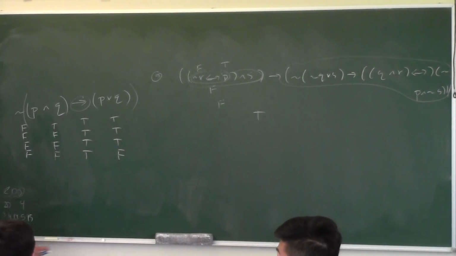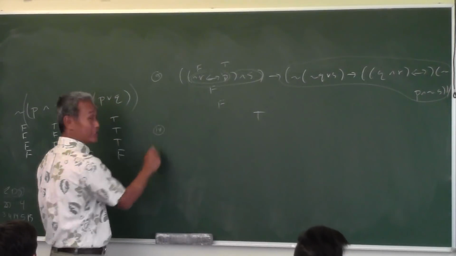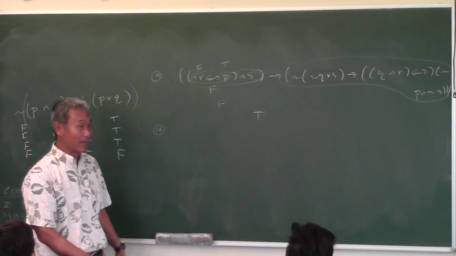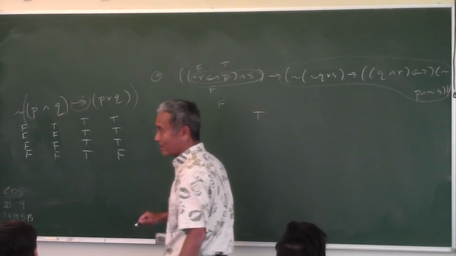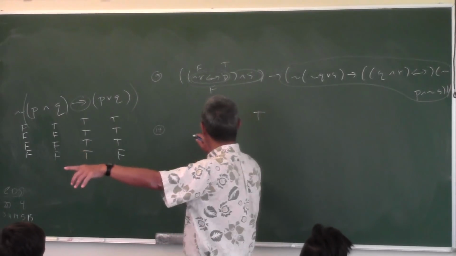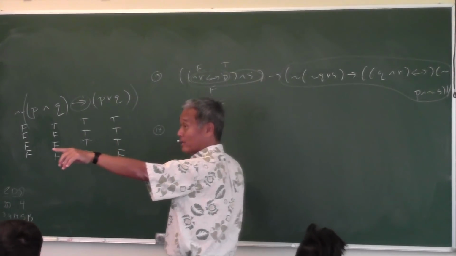Okay, so we gotta learn. Shall I not teach you then? And then on the test, you just take 10 minutes to do a 1-minute problem? Okay, here we go. So number 14, you have to show that these are equivalent. So let's symbolize number 13.